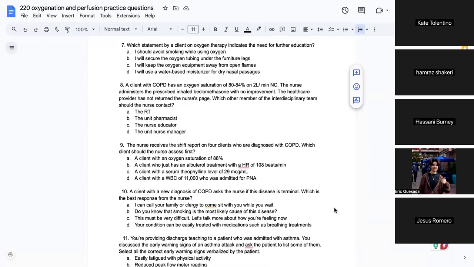Alrighty, so number 7, which statement by a client on oxygen therapy indicates the need for further education? A, I should avoid smoking while using oxygen. B, I will secure the oxygen tubing under the furniture legs. C, I will keep the oxygen equipment away from open flames. Or D, I will use a water-based moisturizer for dry nasal passages.